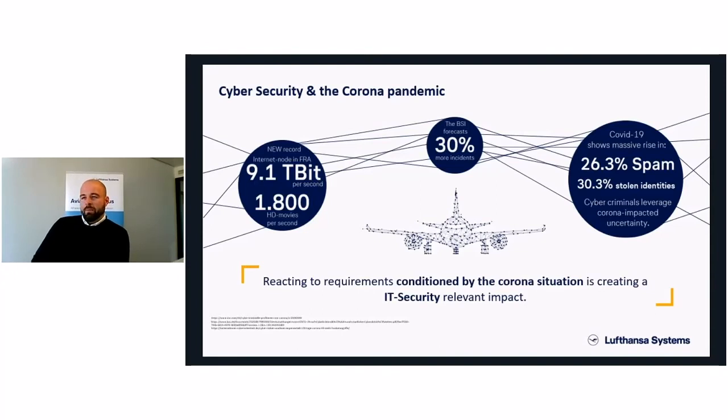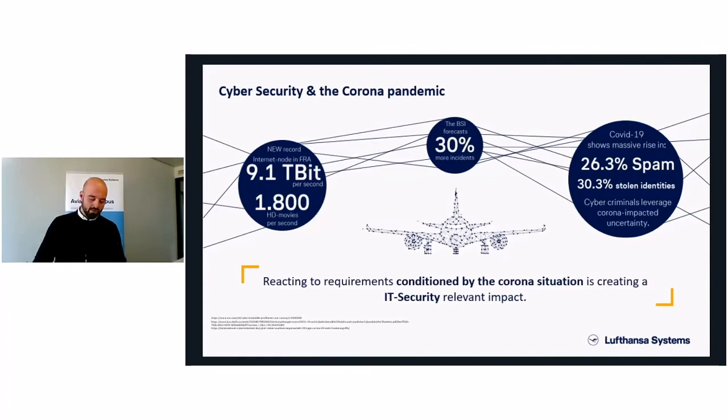In comparison to that, we also see more than 26% more spam emails going around. We see a massive increase of stolen identities. So the cyber criminals are clearly leveraging the uncertainty going on in the population. They are leveraging this uncertainty via mails. They are spreading their targets more widely, and they are using more individualized, detailed targeting.